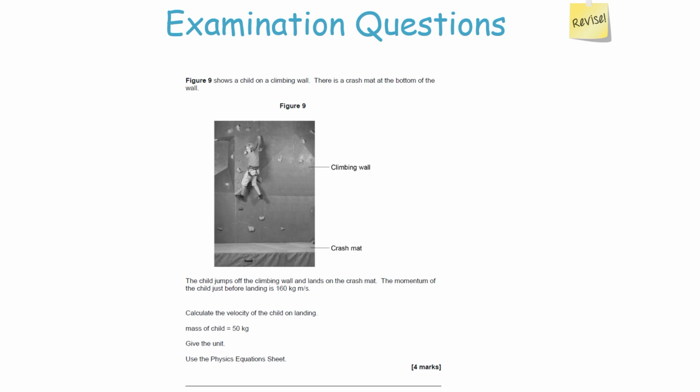Right, the first thing you need to do is go to your equation sheet and find the right equation, which is momentum is equal to mass times velocity. Like we said before, the first step is substituting your values into your equation. So 160 equals 50 times v. Then rearrange it, make v the subject, and work your answer out: 3.2. What's the unit for velocity? It's meters per second, so it's 3.2 meters per second.